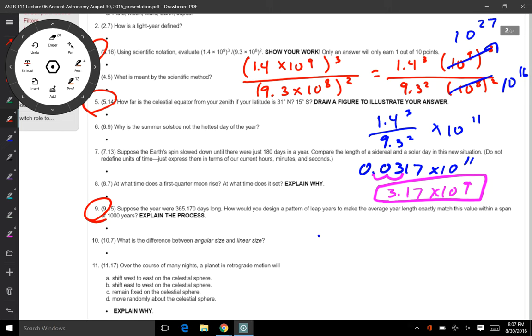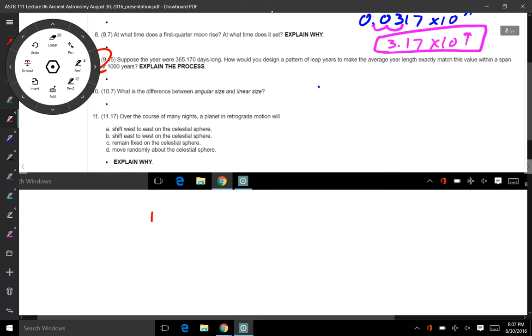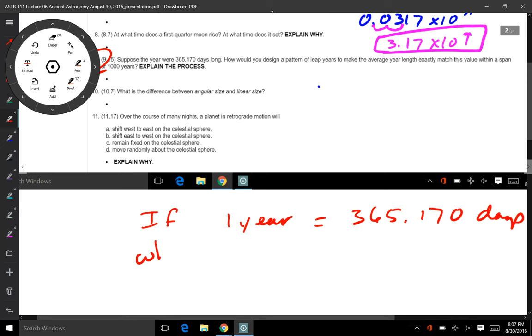But number 9. Number 9 was one I said I think it's going to be difficult. Come talk to me, we'll work it out. So number 9, and thankfully I did have it: if 1 year equaled 365.170 days, what would a reasonable leap year system be?